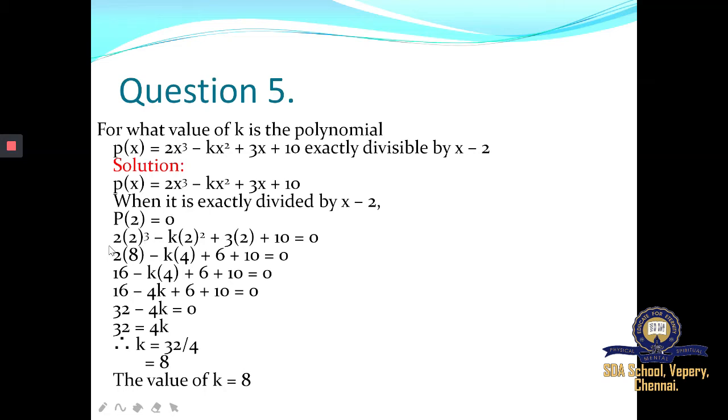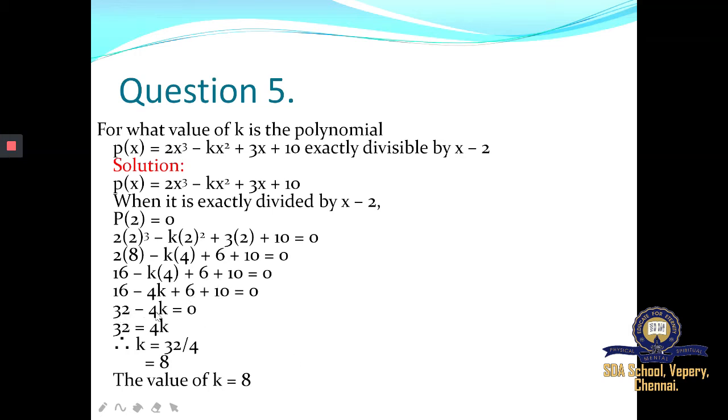In the place of x I have put 2 power 3 minus k. As usual, I do not know the value of k, so I have written it down as it is, and then I have to write 2 power 2 plus 3 into 2 plus 10 equal to 0. Merely opening of the bracket has to be done. After solving it, I get 16 minus k into 4 plus 6 plus 10. I can club it up. Then what do I get? 32 minus 4k equals 0.